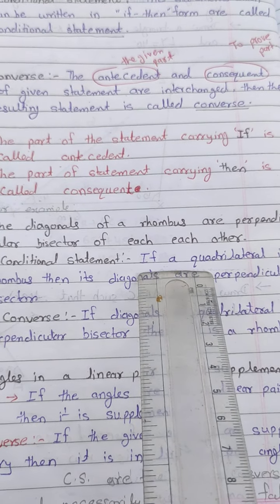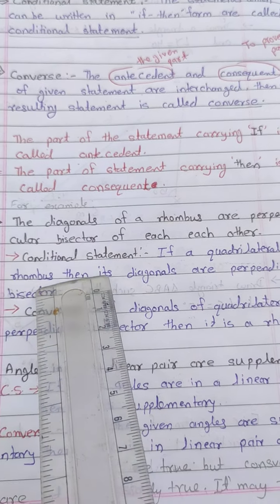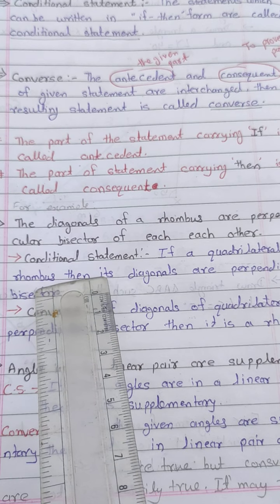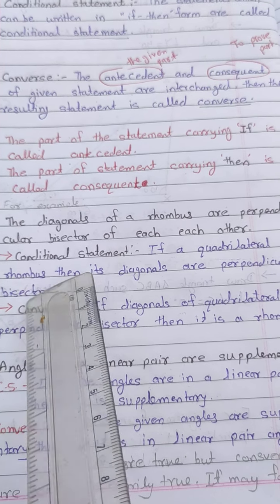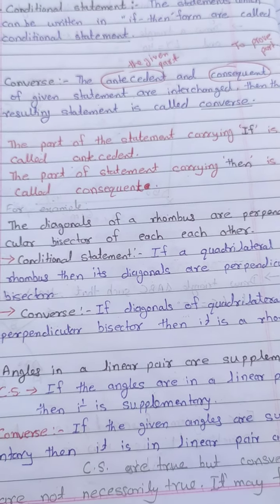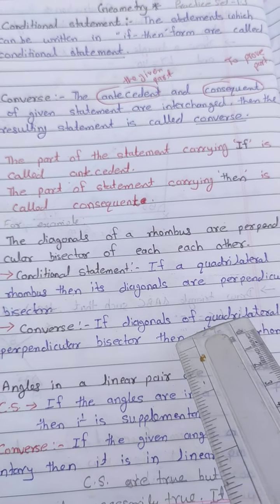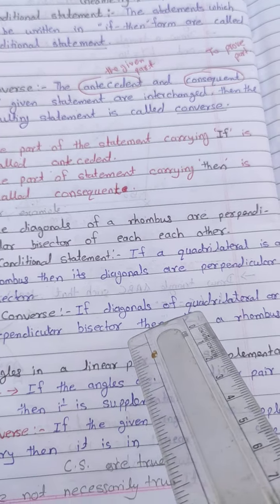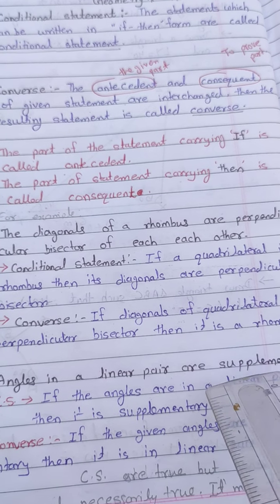Here just see, the part of the statement carrying "if", the given part, is the antecedent. So in the example, "if a quadrilateral is a rhombus" is the given part, the antecedent. Then "its diagonals are perpendicular bisectors of each other" is the consequent, the to-prove part.